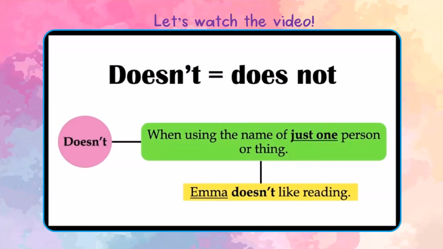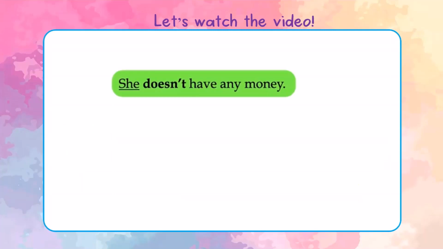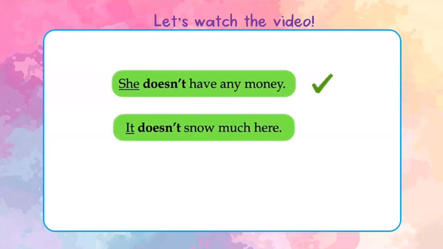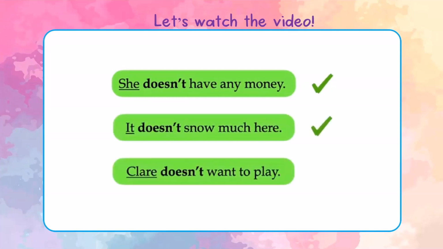Let's take a look at some more examples to better understand the use of doesn't. She doesn't have any money. It doesn't snow much here. Claire doesn't want to play. As you can see in all of these examples, doesn't is used when referring to just one person or thing.